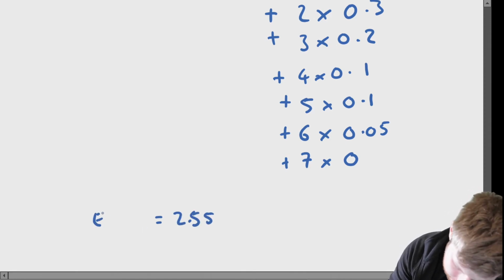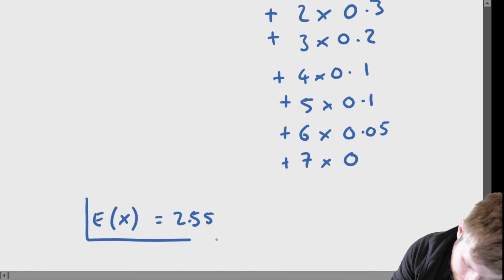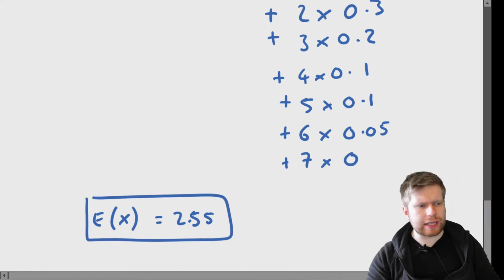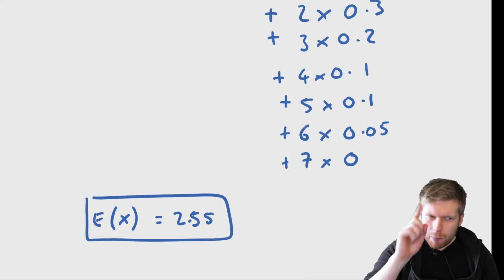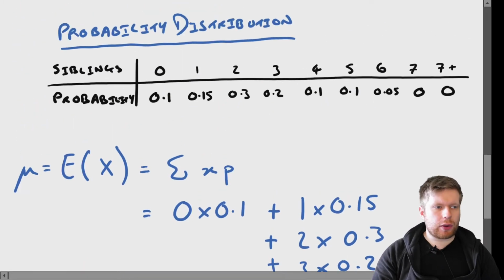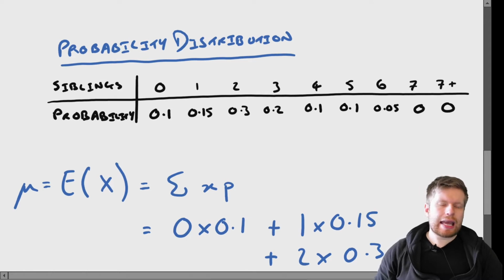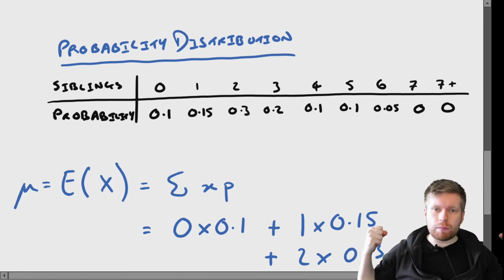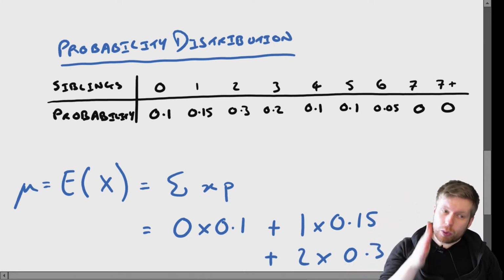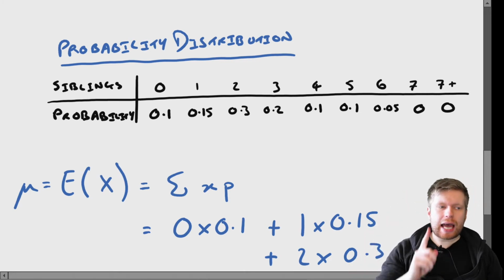So 2.55 is going to be the expectation of our random variable. Now just pause for a second. What does 2.55 actually mean? That's our expectation, but what does it actually mean? Well, if you have a look at our probability distribution, it means that if you walk into a room, you take one of these people at random, you would expect that person would have 2.55 siblings.